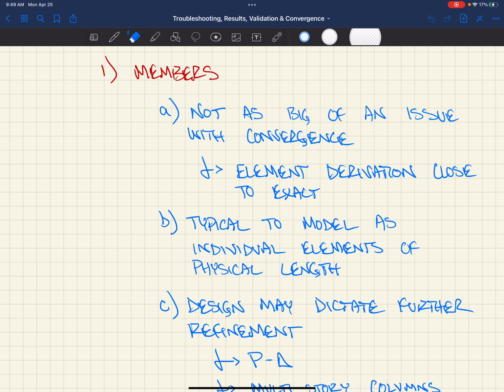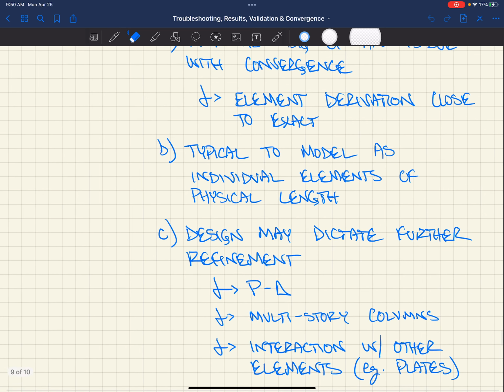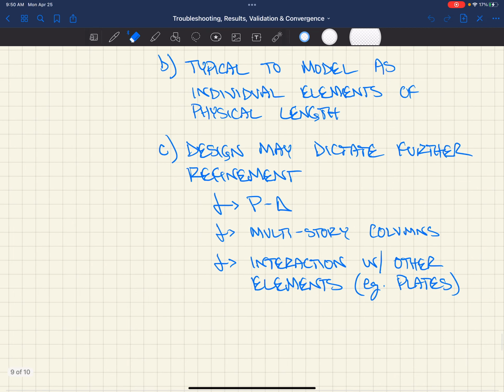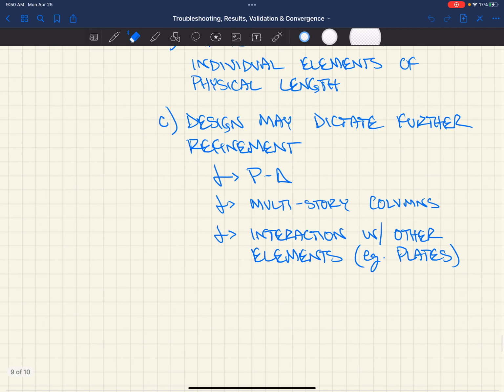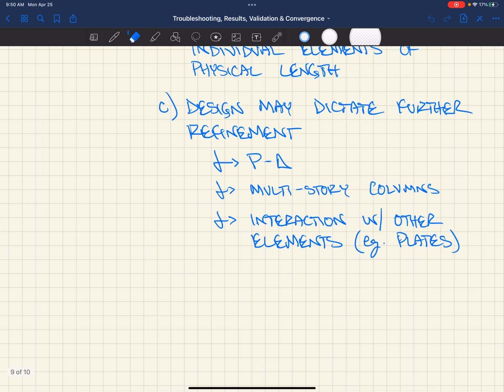Typical to model is individual elements of physical length, right? So if we have a girder that's 30 feet long, we would model one girder element that's 30 feet long and connect it at beam to column intersections, right? So if it's a member in the real world, we would have it as a member in our model. But the design may dictate further refinement. Like I mentioned, P delta.